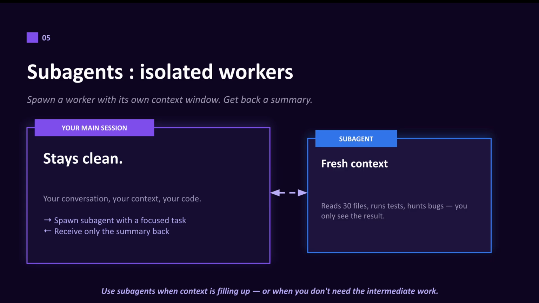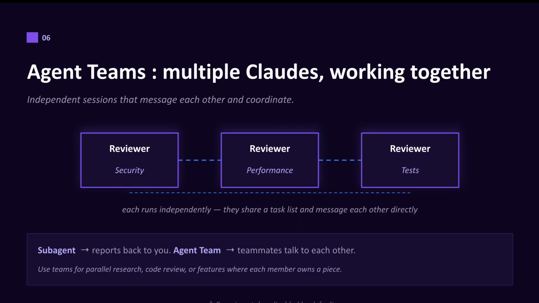Next, we talk about agent teams. Agent teams take this one step further, and yes, this is where things get experimental. Subagents report back to you. Agent teams talk to each other. You can spin up three independent Claude sessions, one reviewing for security, one for performance, and one for tests, and they share the same task list and message each other directly. No central coordinator.